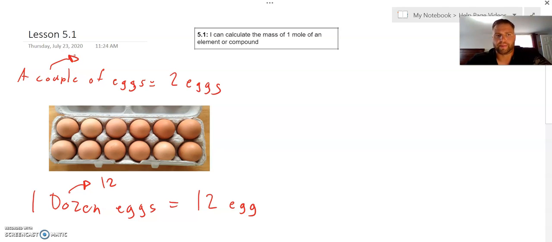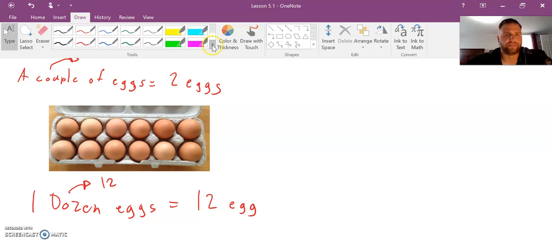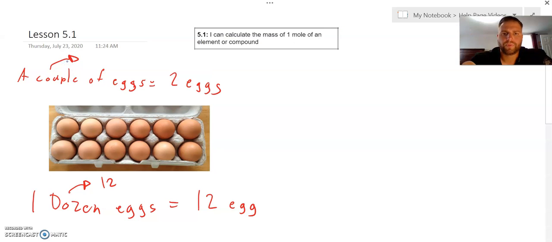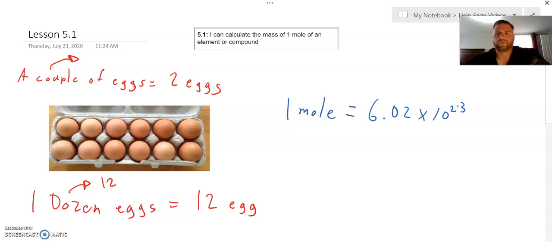So again, here's another example where I gave you a word. It symbolized a number. So now if we change gears here, and I tell you that I want a mole of something, 1 mole symbolizes this number. And it should sound familiar from last unit, 6.02 times 10 to the 23, okay? And 6.02 times 10 to the 23 particles is specifically what a mole is referring to.